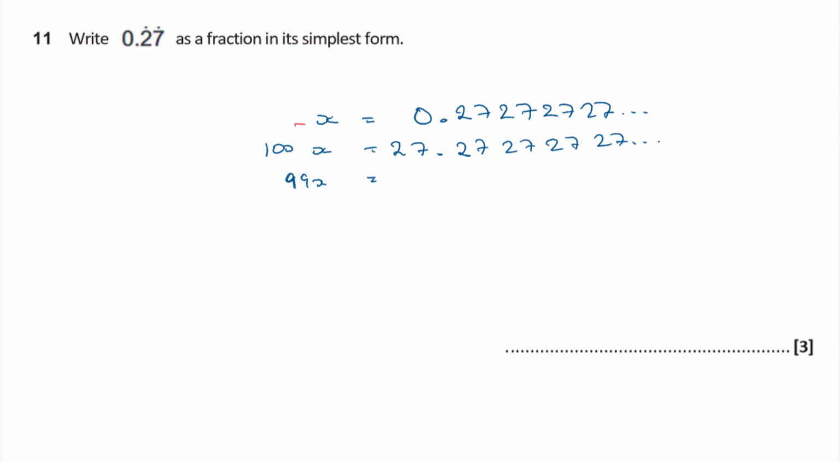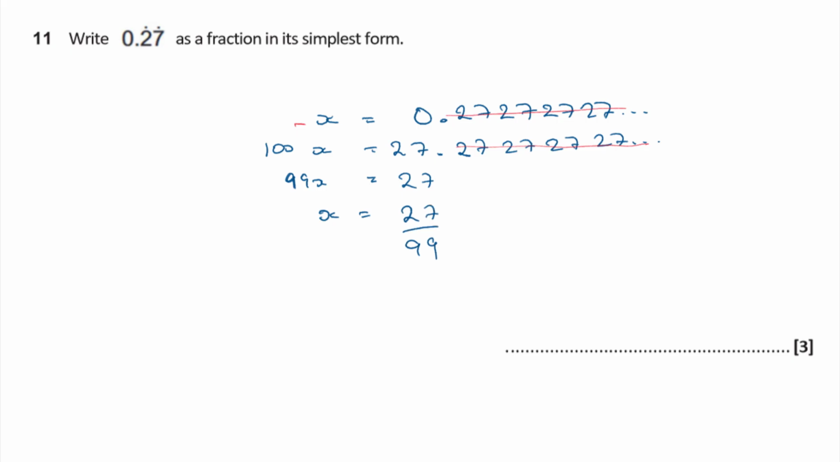and on the right, if I take 7 take away 7, 2 take away 2, 7 take away 7, 2 take away 2, I hope you can see that all of that is going to cancel, and you're left with 27 minus 0, which just gives you 27. So I get 99x is 27, so then x is 27 over 99.